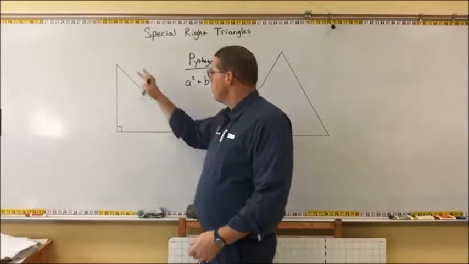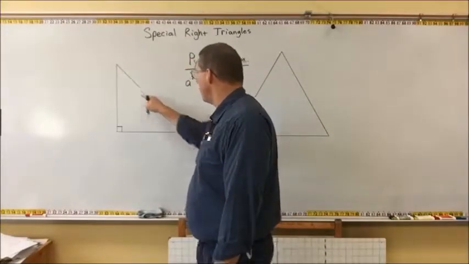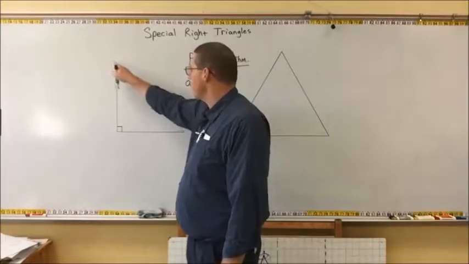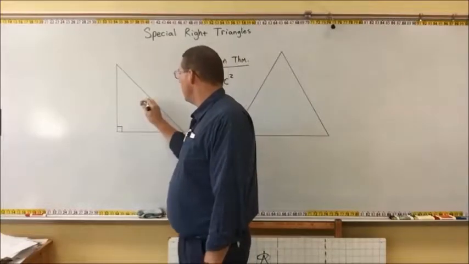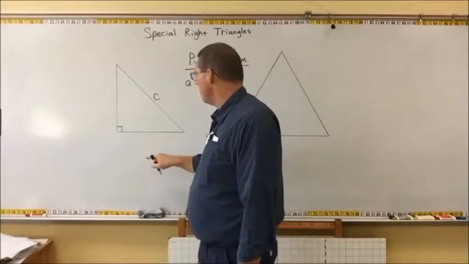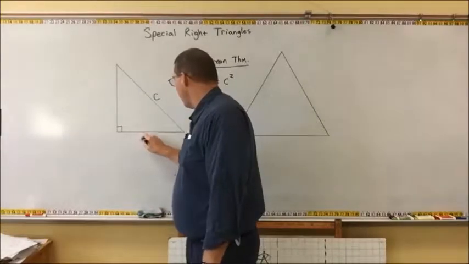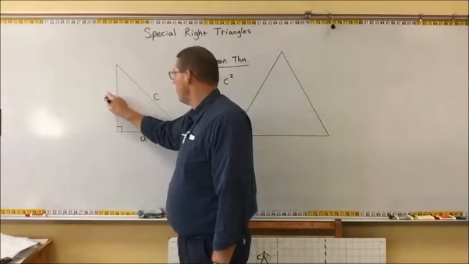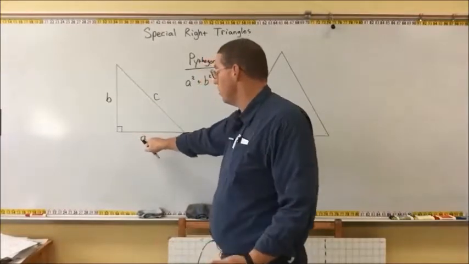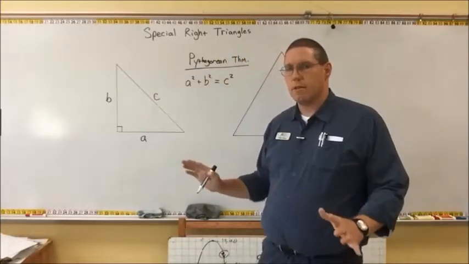So if we look at this right triangle, remember the hypotenuse is always across from the right angle. In this case, we're going to call this hypotenuse c. Then we'll call the bottom leg a, and we'll call the vertical leg b. It doesn't really matter which one is a and which one is b. You could call this one a, you could call this one b. But the hypotenuse has to be c.